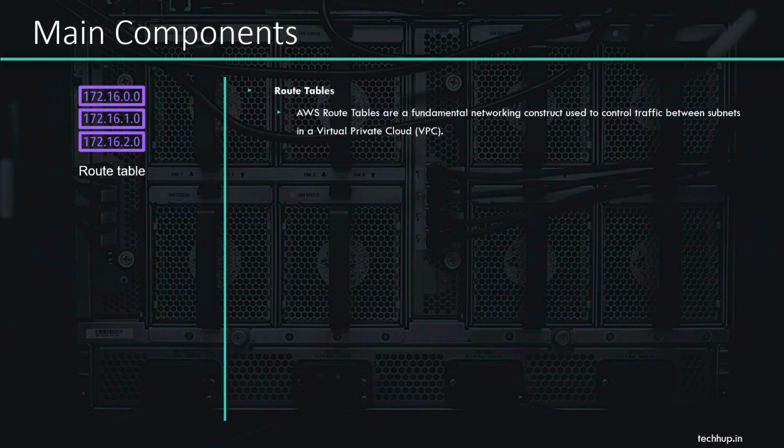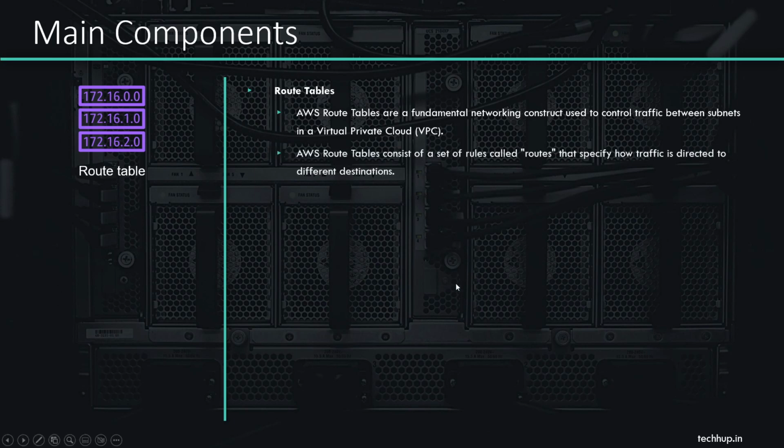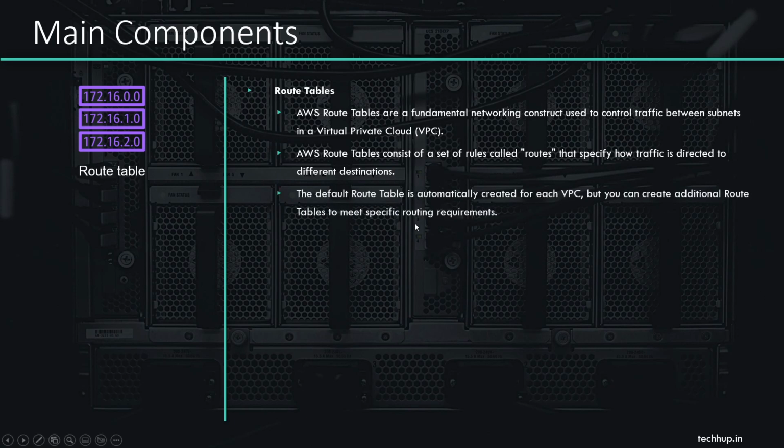So the next component that we have is route table, which are fundamental networking constructs used to control the traffic between the subnet and the virtual private cloud. A route table consists of a set of rules called routes that specify how traffic is directed to the different destinations.